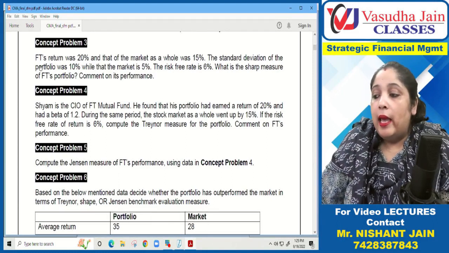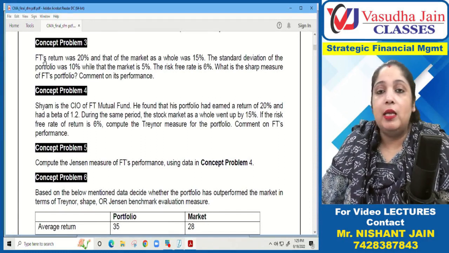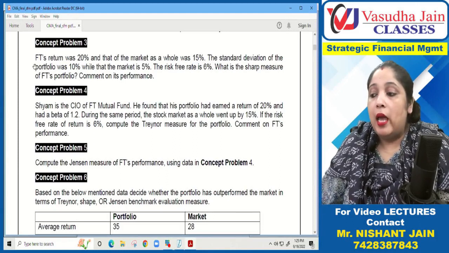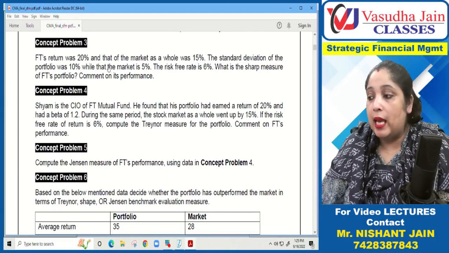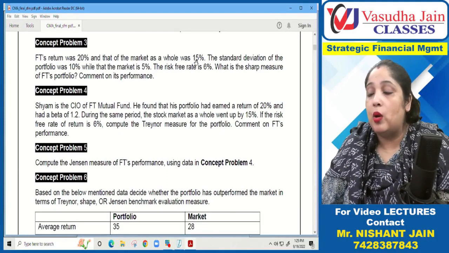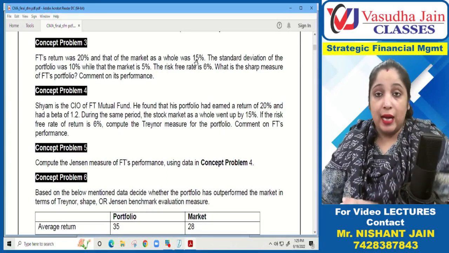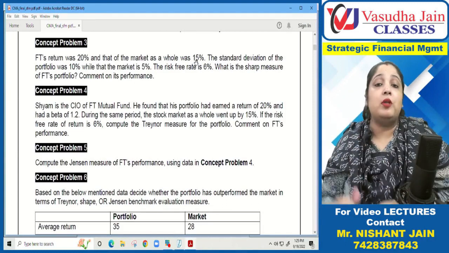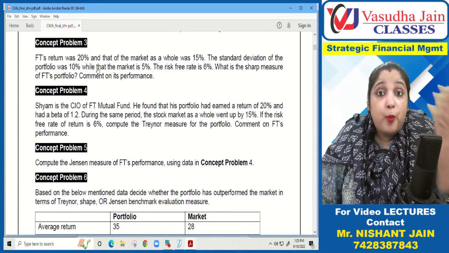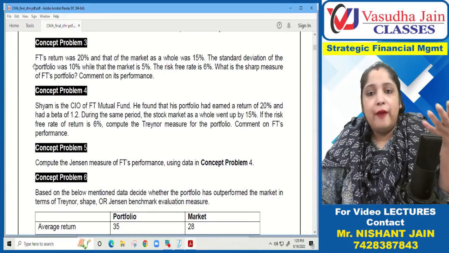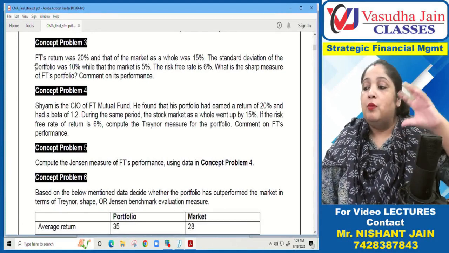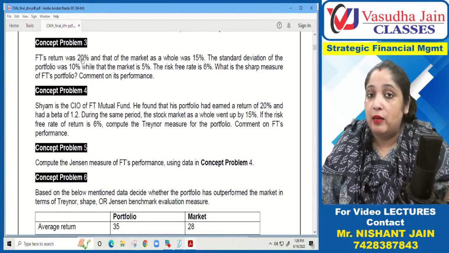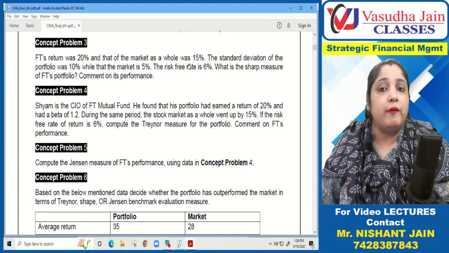Just have a look. FT's return. FT here means some mutual fund, not the market. FT's return was 20% and that of the market as a whole is 15%. Market as a whole means Sensex, Nifty, giving a return of 15%, and your mutual fund portfolio is giving a return of 20%. You must be very happy if somebody has invested in the mutual fund while the market is only giving 15%.